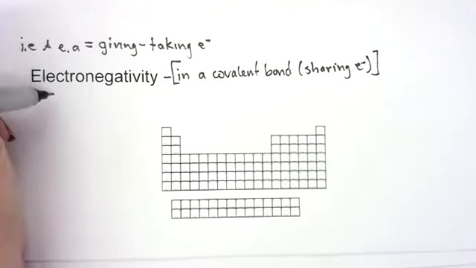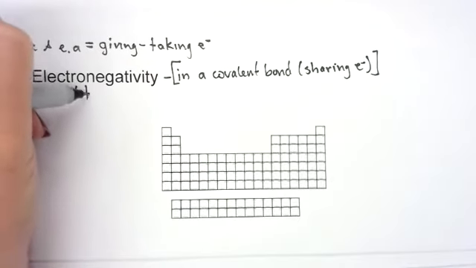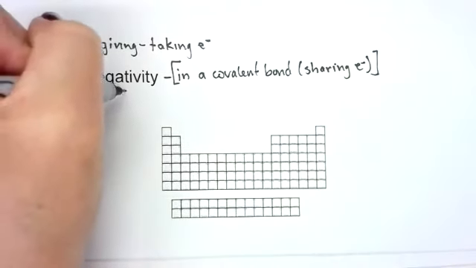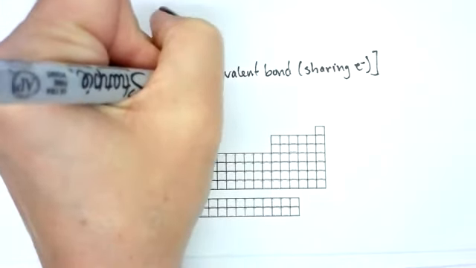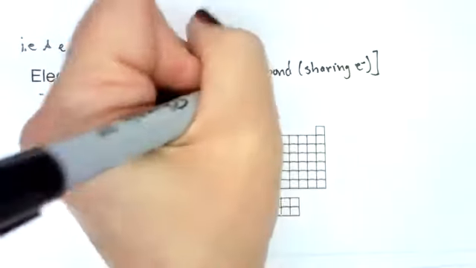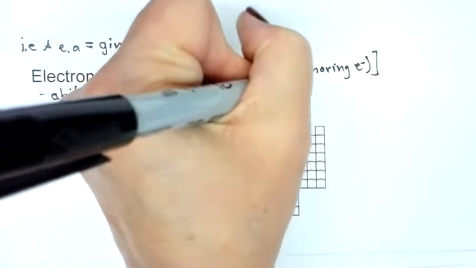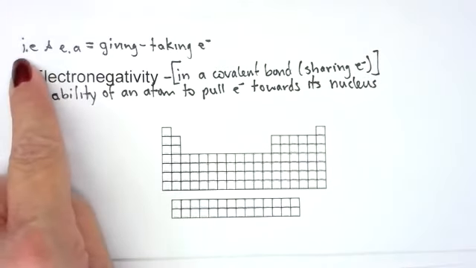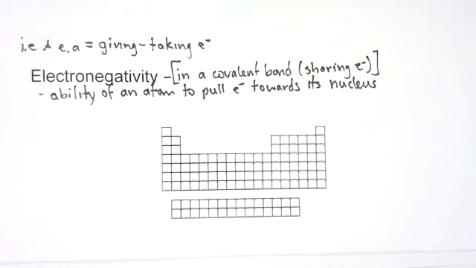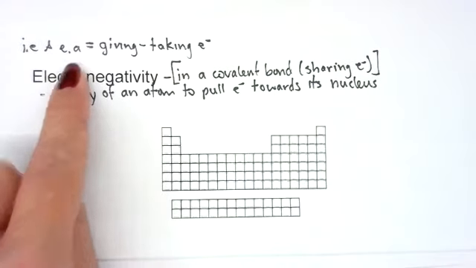Electronegativity is the ability of an atom to pull electrons towards its nucleus. Well, we have the same behavior patterns as ionization, and the reasons for the behavior patterns are the same as for ionization energy and electron affinity.